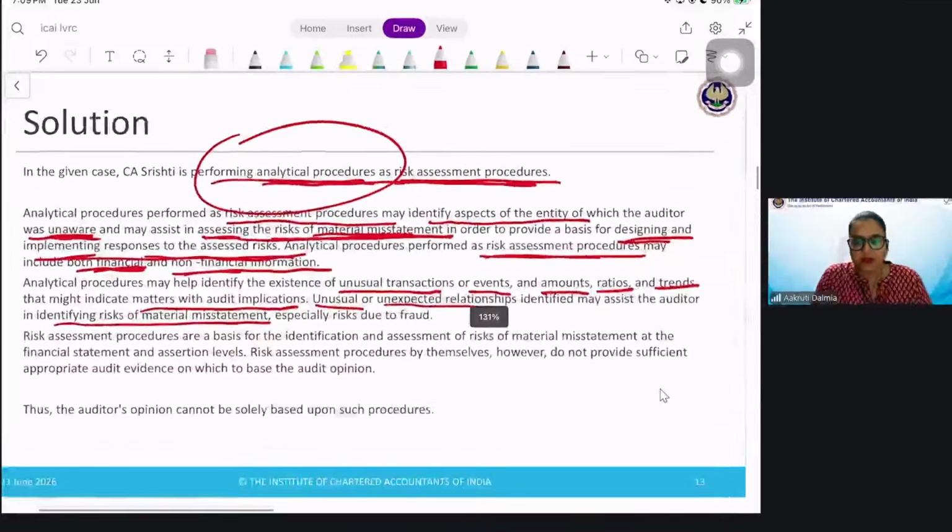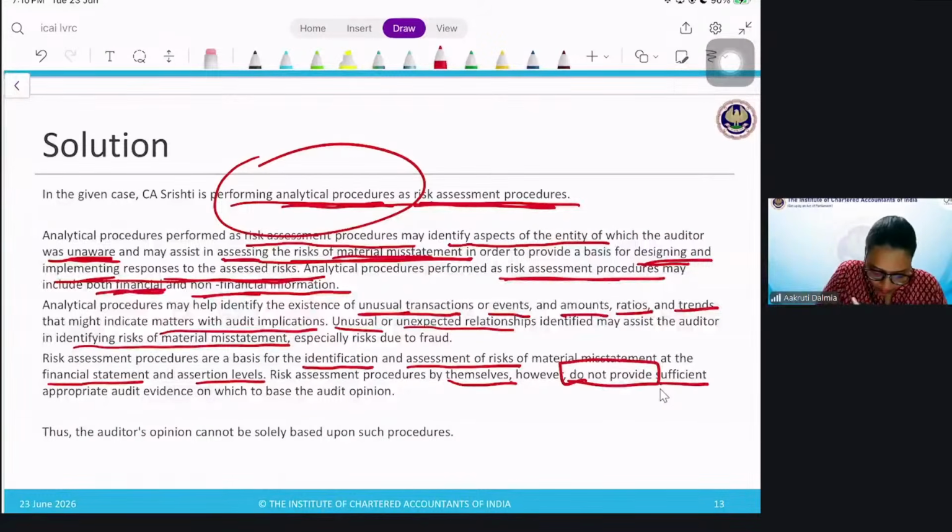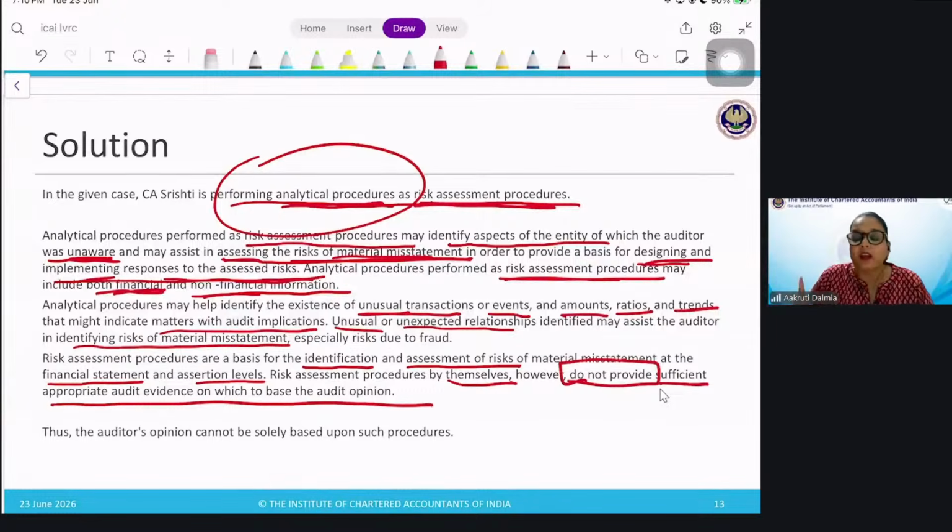So this analytical procedure can help you find unusual transactions. Risk assessment procedures are a basis for identifying an assessment of risk at the financial statement and assertion level. Risk procedures by themselves do not provide sufficient appropriate audit evidence. Which procedure gives you evidence?